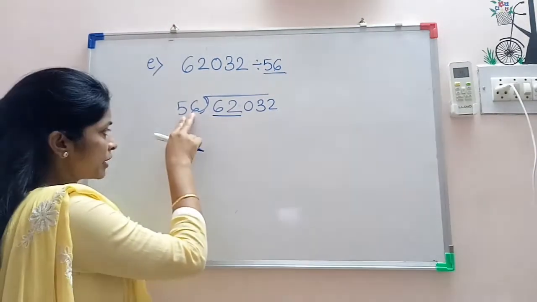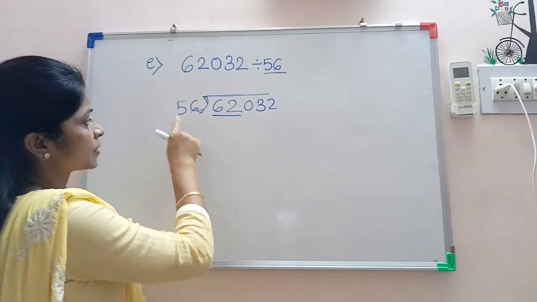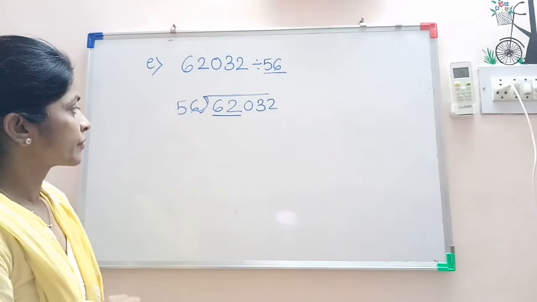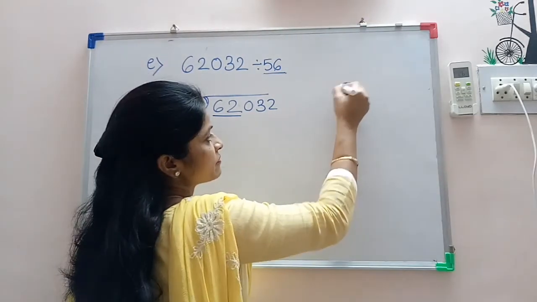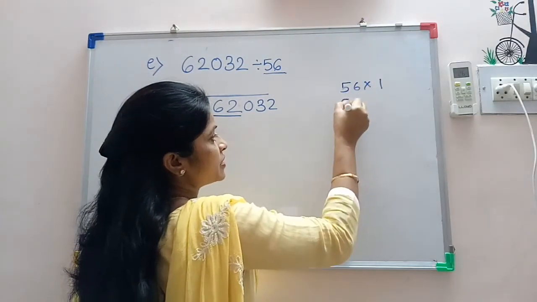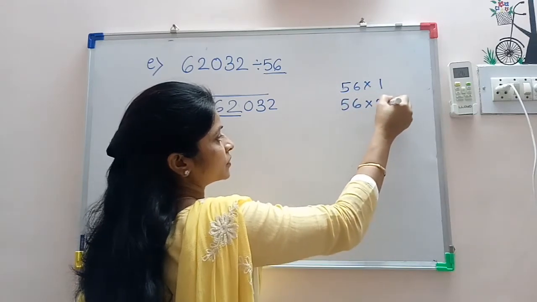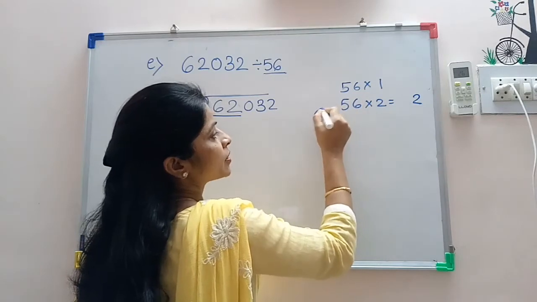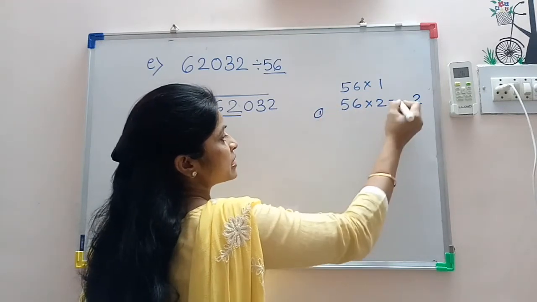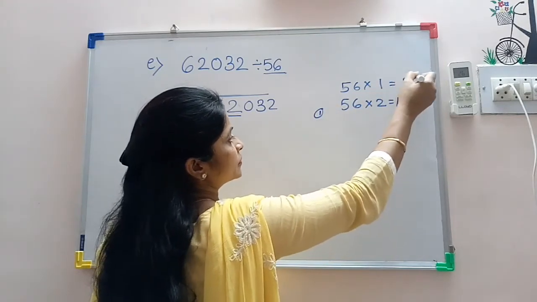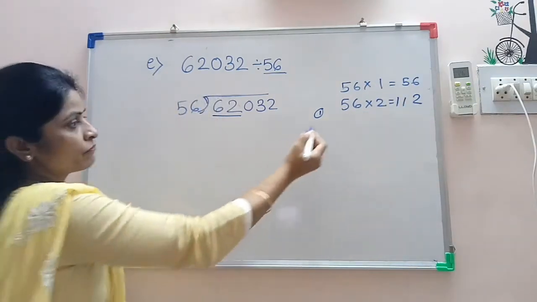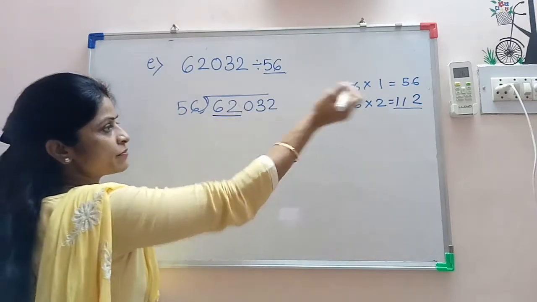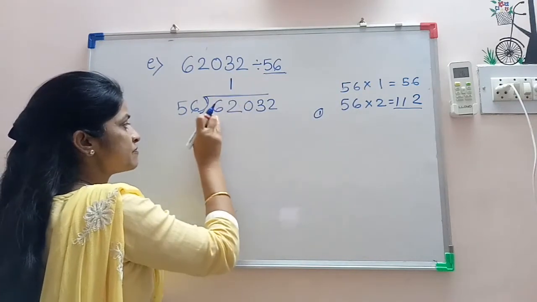Now look at the table of 56. 62 is there in the table or not? So we'll try 56 ones are 56. 56 twos are, how we'll do? 6 twos are 12, 1 carry. 2 5s are 10 plus 1, 11. So 56 twos is a big number, so we will take smaller than this number, 56 ones are 56.